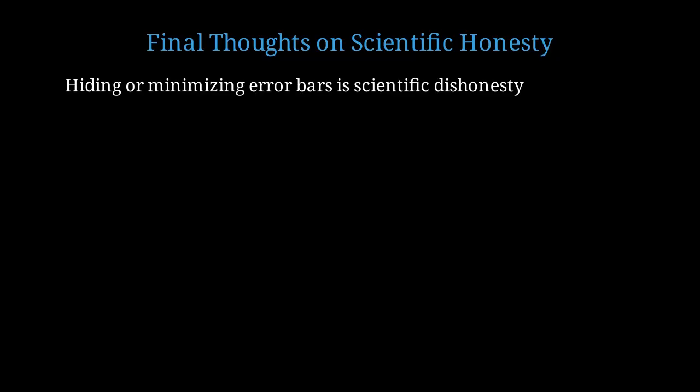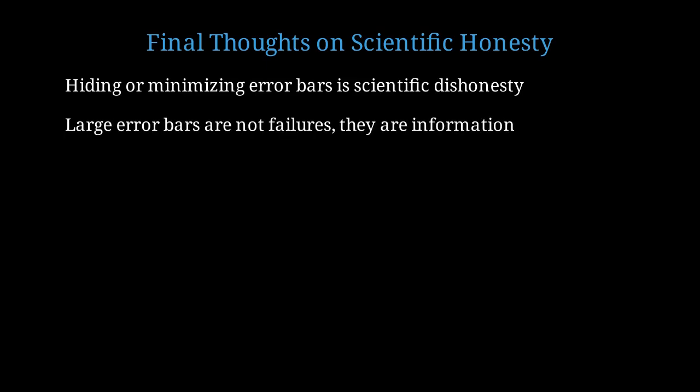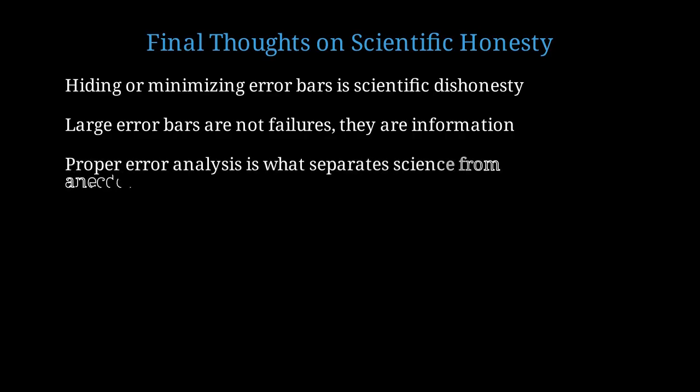Let me close with some thoughts on scientific honesty and error bars. Hiding or artificially minimizing error bars is a form of scientific dishonesty. It misrepresents the reliability of your data. Large error bars are not experimental failures. They're information about the nature of what you're studying. Proper error analysis is what separates rigorous science from anecdote. It's what makes your work reproducible and trustworthy.